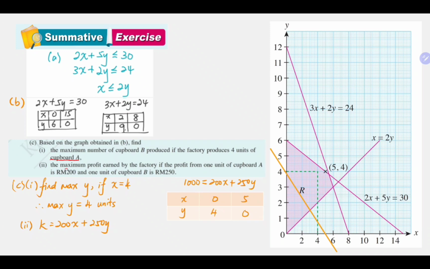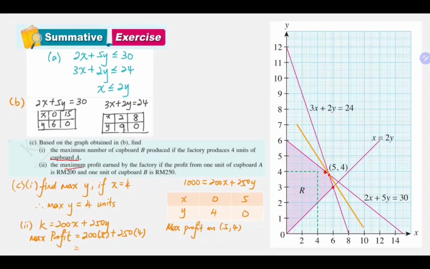Then we want maximum profit, so we move it toward the right and get the highest integer point, which is, we find that this is not an integer. So slightly turn back. It's either 5, 4 or 6, 3. So after comparing 5, 4 and 6, 3, we found that 5, 4 gets the maximum profit. So the maximum profit is 200 times 5 plus 250 times 4, where we get 2,000 Malaysian ringgit. Thank you.